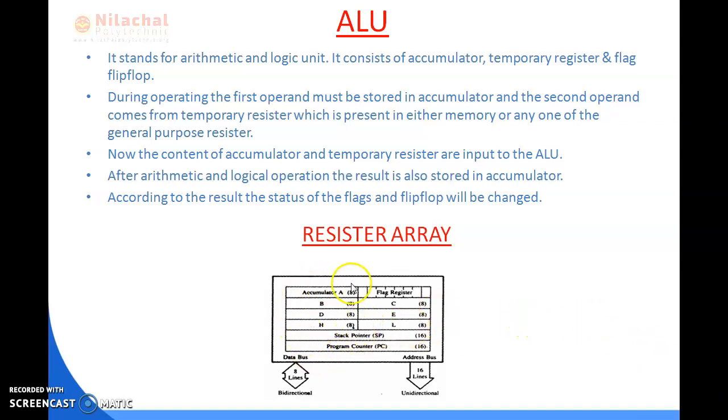Next come to the register array. So this is the diagram of the register array. Here one accumulator, that is an 8-bit register, is present. Then B, C, D, E, H, L, these 6 general purpose registers are present. Then the stack pointer, which is a 16-bit register, and the program counter, also a 16-bit register. So two 16-bit registers are present, that is stack pointer and program counter.